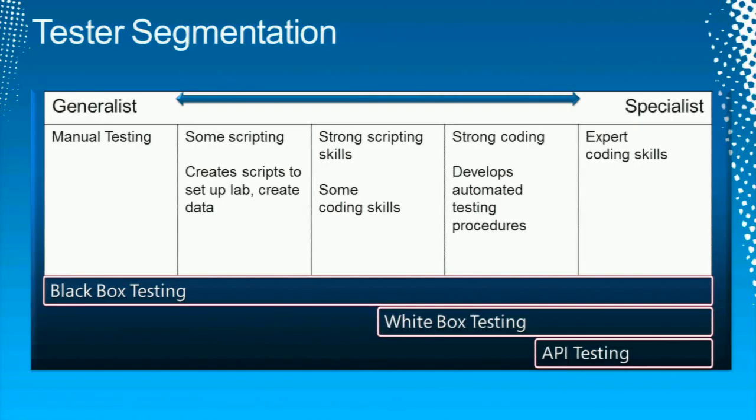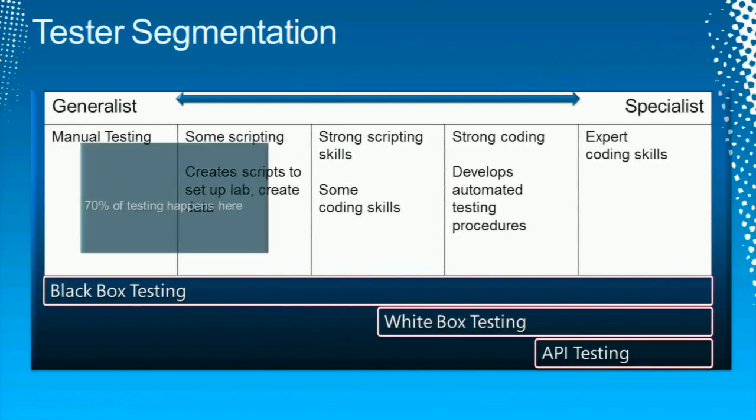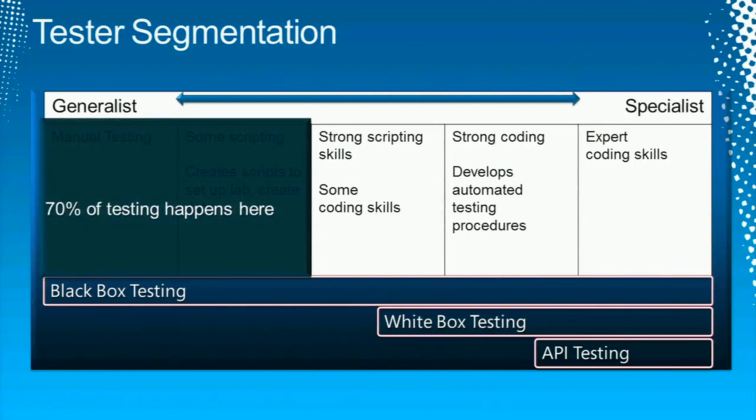At the far right end of the spectrum, we have people that are writing unit tests or writing other scripting that is going out and hammering the website with test automation logic to try to find bugs. And the reality is that 70% of testing is still manual testing. So if you look at this across any size organization, we found this to be true.